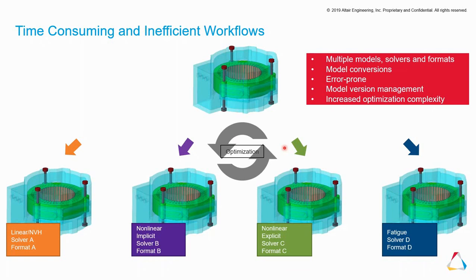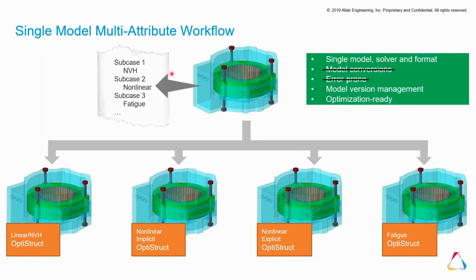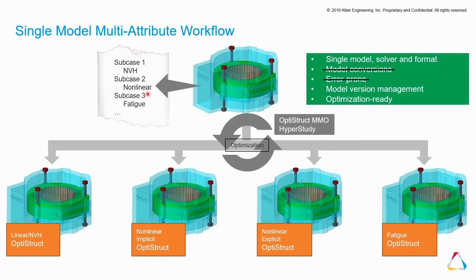Now, if you look at this in contrast to the workflow with OptiStruct, it's a much more streamlined workflow because now we just build one model and all this loading, the load cases that we want to consider, are simply identified as different subcases. So for example, over here, subcase 1 could be a vibration subcase, subcase 2 could be a nonlinear subcase, subcase 3 could be fatigue, and then I can loop optimization around all these subcases and run it in a single model. So I don't spend time on doing the model conversions. I minimize the chances of errors due to those conversions.